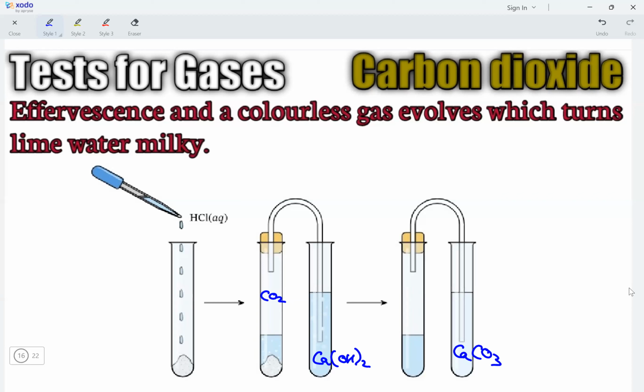However, this test is practically rarely performed because when we have a solid in which acids react to effervesce and produce CO2, or we have a solution in which effervescence is occurring, it is definitely due to the presence of carbonate ions. So we are certain without testing for the gas that the gas evolved is carbon dioxide. However, we still do write the test in our observation column, which is effervescence and the colorless gas evolves, which turns lime water milky.